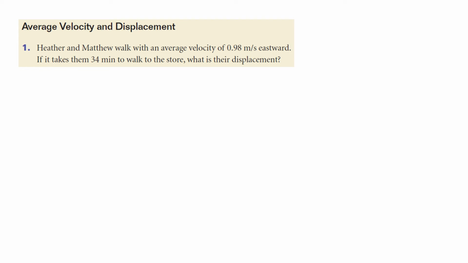Okay, here's problem number 1 from your homework set. Problem number 1 says Heather and Matthew walk with an average velocity of 0.98. This is our average velocity eastward. If it takes them 34 minutes to walk to the store, what is their displacement? 34 minutes. So it kind of sucks because this is in seconds and this is in minutes. So I think the first thing we got to do is convert to seconds. But first things first, let's remind ourselves of the formula. Average velocity is equal to displacement over change in time, right? And we got our V, D, and T.